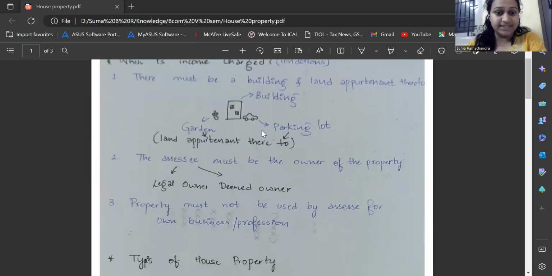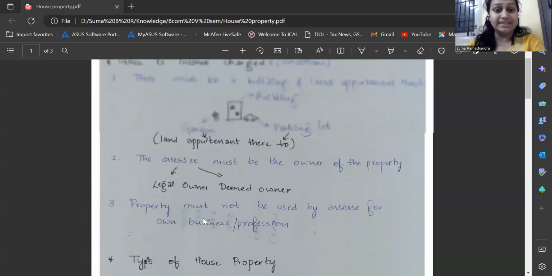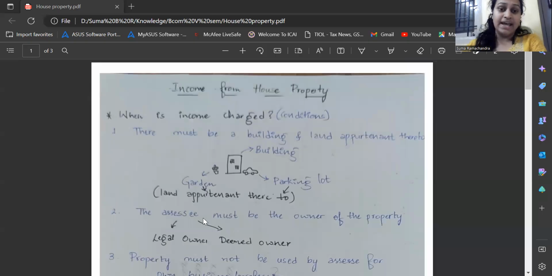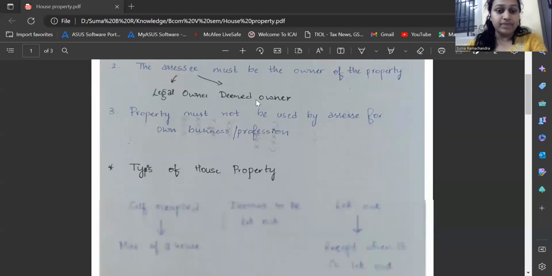And the third condition is the property must not be used by the assessee for own business or profession. Be careful that this property can be let out to any other person and they can use it for their business. But the assessee must not use the same building for his business. Only when these three conditions are satisfied, any income from this house property can be charged under this head.